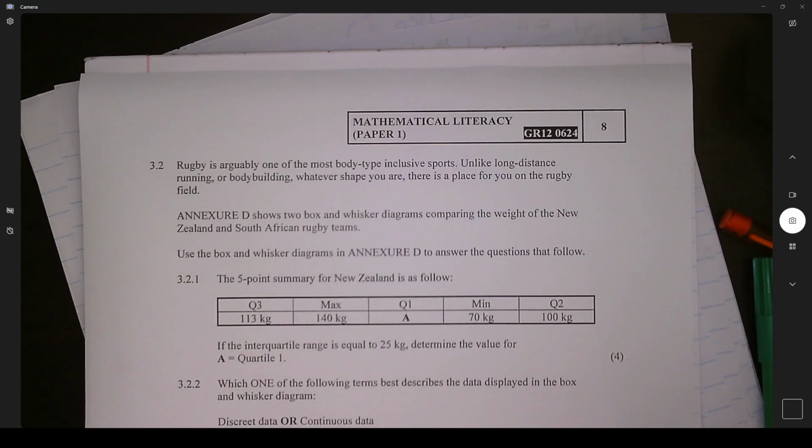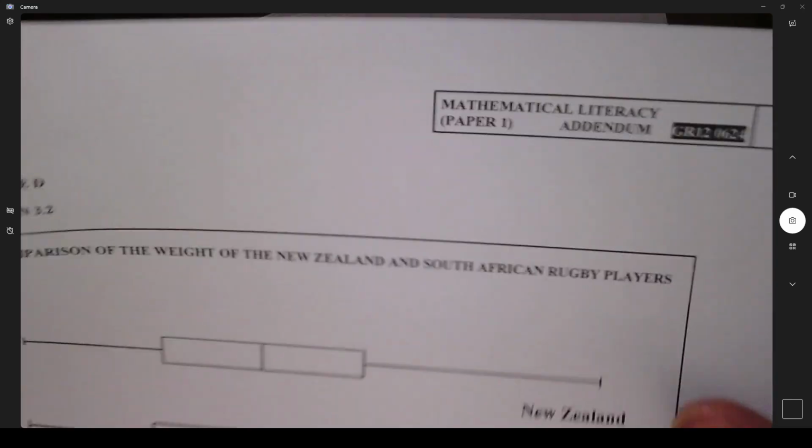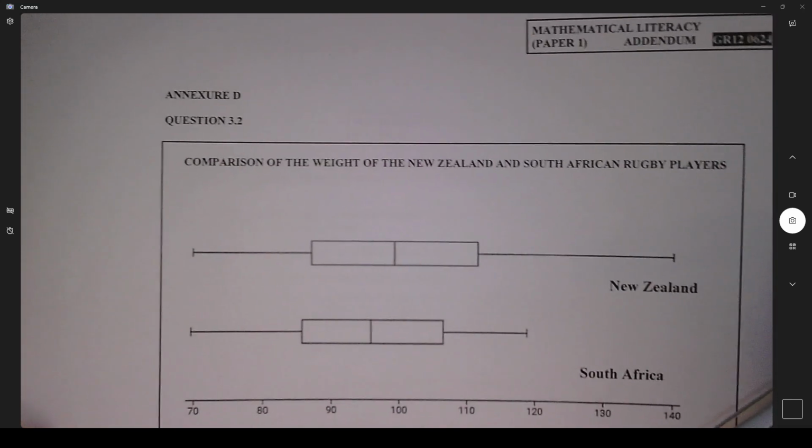The next question, they say, rugby is arguably one of the most body type inclusive sports. Unlike long distance running or bodybuilding, whatever shape you are, there is a place for you on the rugby field. Annexure D shows two box and whisker diagrams comparing the weight of the New Zealand and South African rugby teams. So they are referring to these box and whisker graphs.